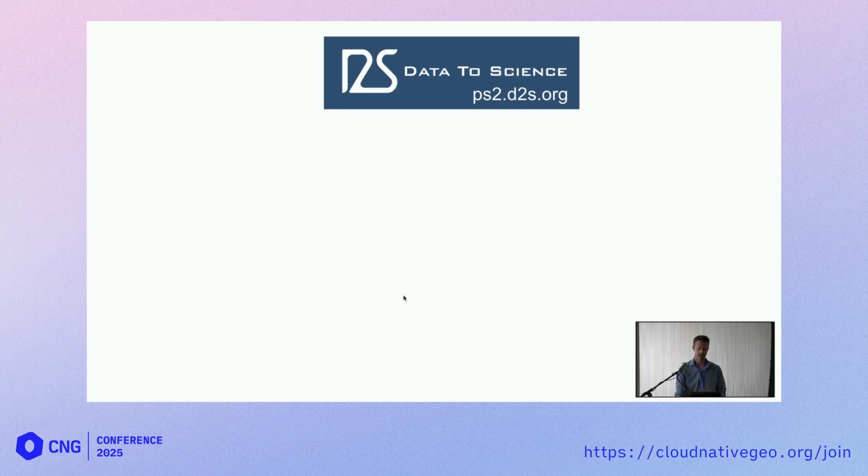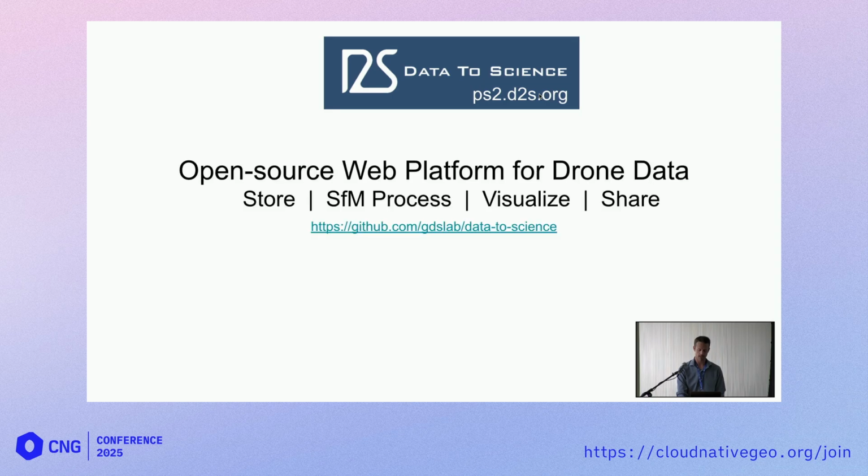You can find an online version that you can play with right now at this website, ps2.d2s.org. And so what is it? It's an open source web platform for storing, visualizing, and sharing drone data. The whole website is containerized. It's on GitHub, so you can easily serve your own if you like.